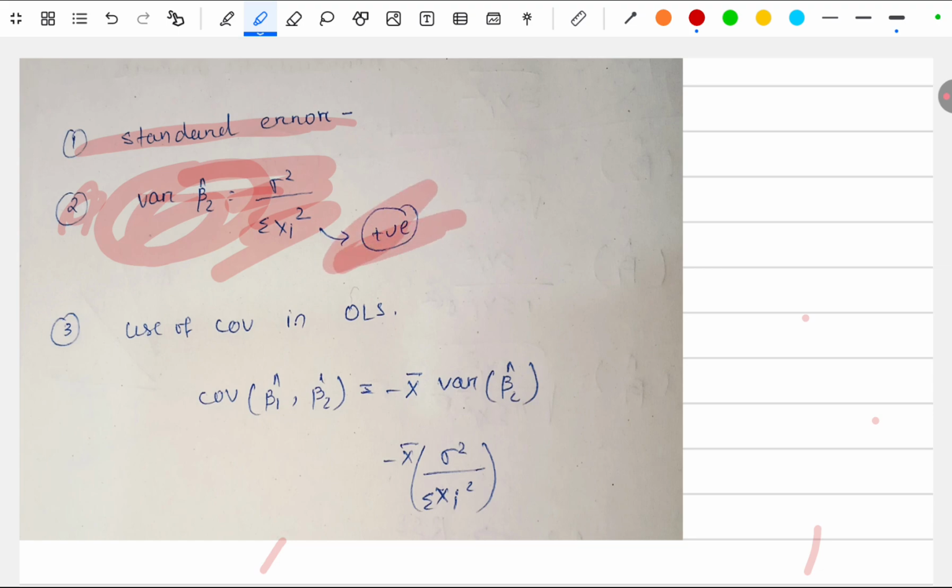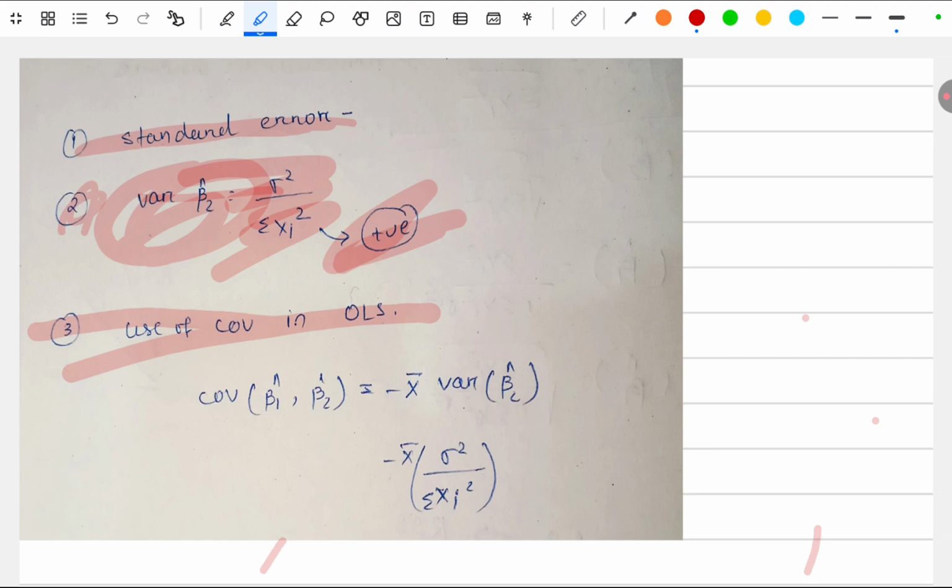The third is the use of covariance in OLS. What is the use of covariance in OLS? We know that the estimators beta 1 hat and beta 2 hat vary from sample to sample. But in a given sample, their values depend upon the same data, and they are likely to be dependent on each other. This dependency is measured by the covariance between them.